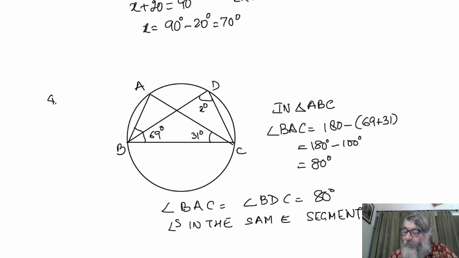If it is x, then I could have said this is also x, and x plus 69 plus 31 would have been equal to 180 degrees. But what I did was I calculated BAC and I said x is equal to that. Whatever way you want to do it, it's up to you.